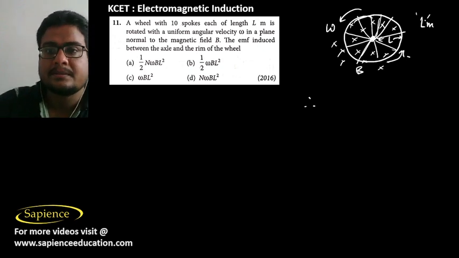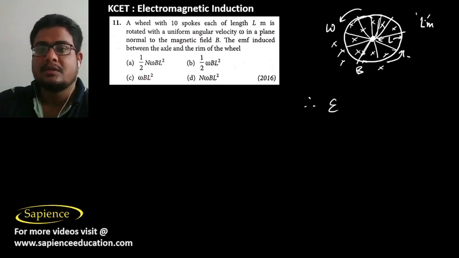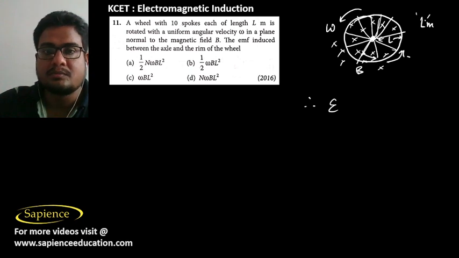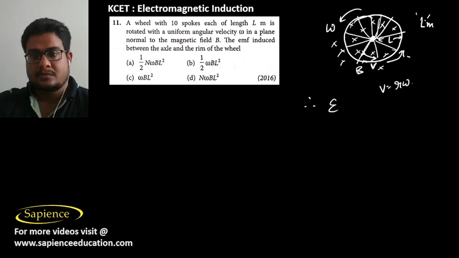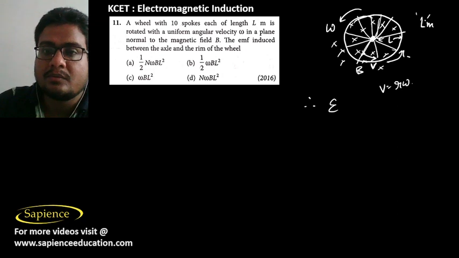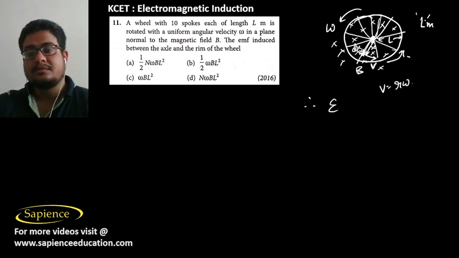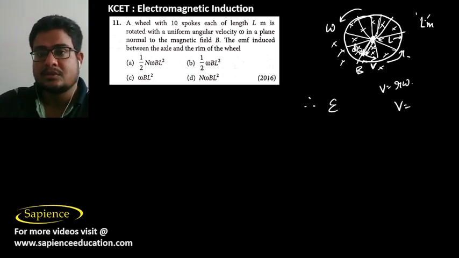Therefore, here the EMF induced, suppose you have to find, that is motion EMF, which is B V L. But at every point on the spoke, the velocity is not the same. Therefore, from the center or from the axle, suppose at a distance x we take a small element of length dx, then its velocity will be how much? It will be x into omega.